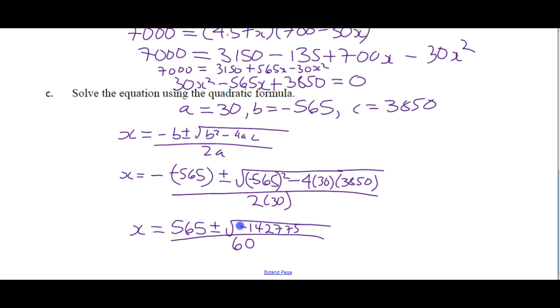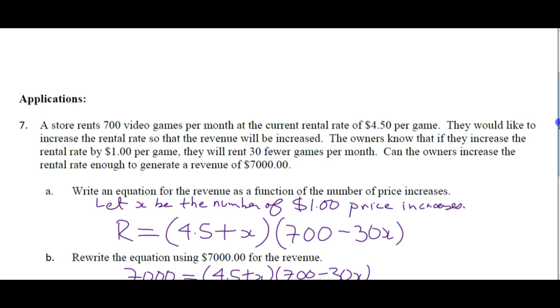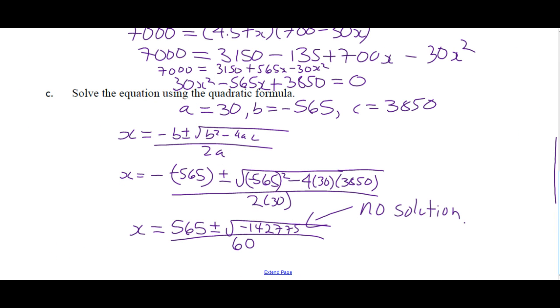Okay, if it's negative, what does it mean? You can't solve it. What does that mean about the $7,000 revenue? It ain't gonna happen, right? So there's no solution. You just point here and say, no solution. And then you could write something that says, can the owners increase revenue? No, the owners cannot generate revenue.